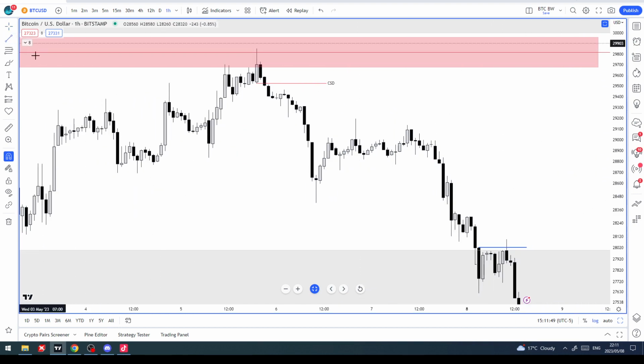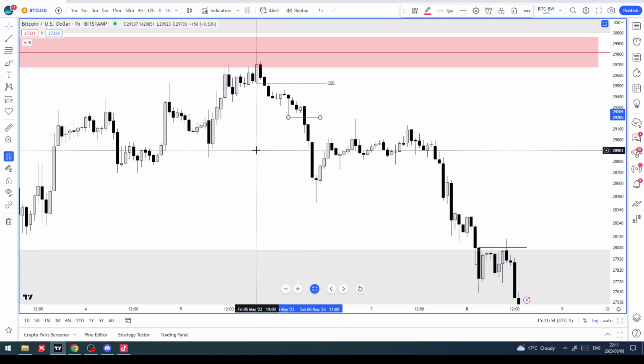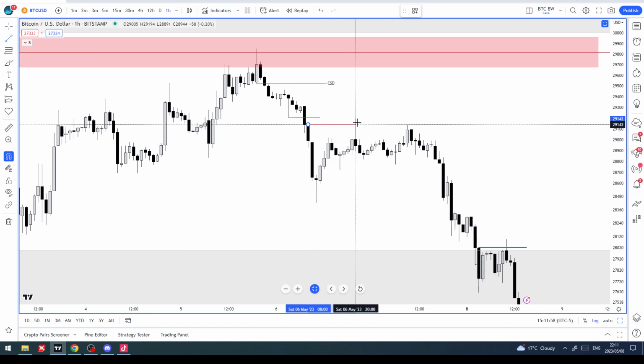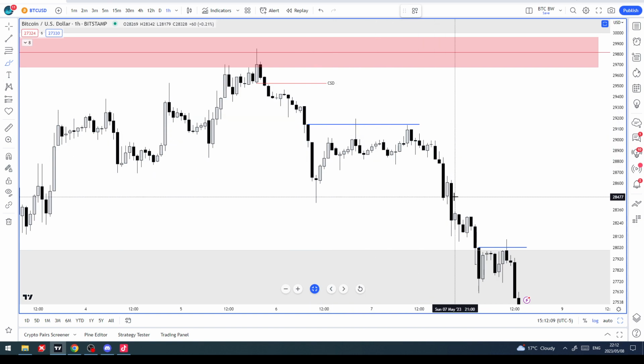You're looking for a low being broken here, right? You agree? Low being broken. The very next candle is the draw or the start of the new delivery and a draw on liquidity. There you go. Blue level, mark it off. When price comes into there, you're looking for a reaction, in this case bearish, and a move away.